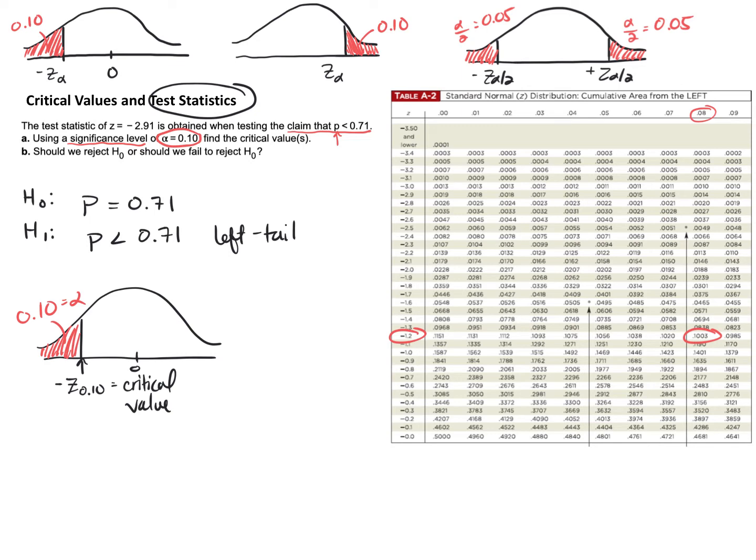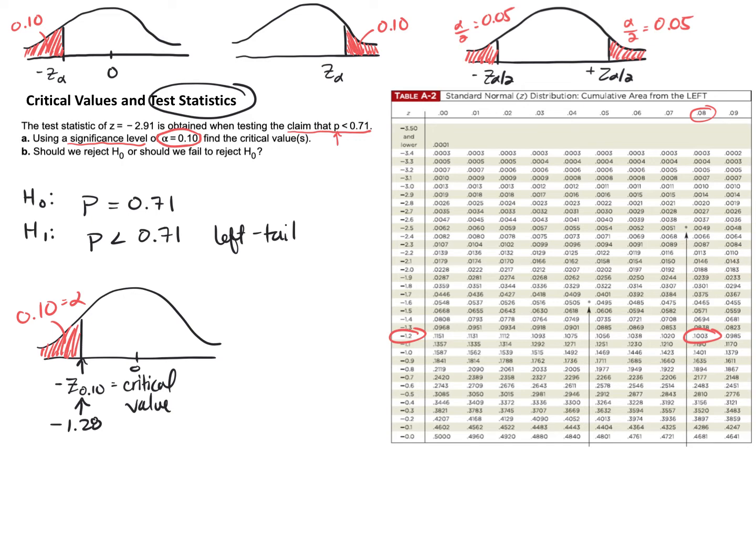I know it's kind of hard to see, but that tells us that the critical value, or the z-score that separates, so I'll just write it below here, that red shaded region on the left, is a critical value of negative 1.28. So that's your critical value.